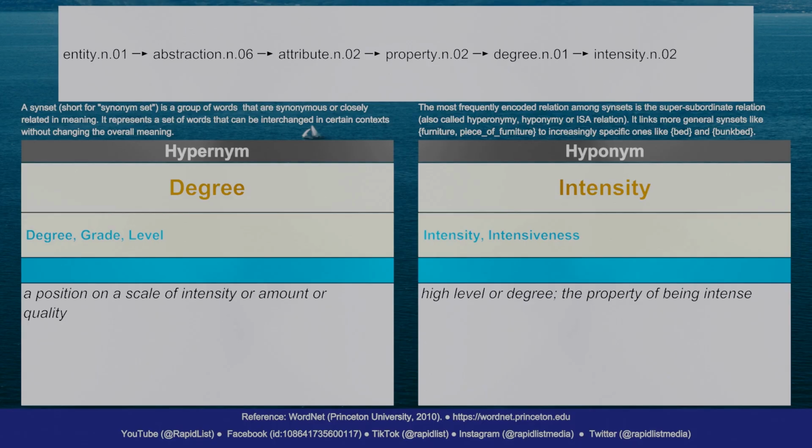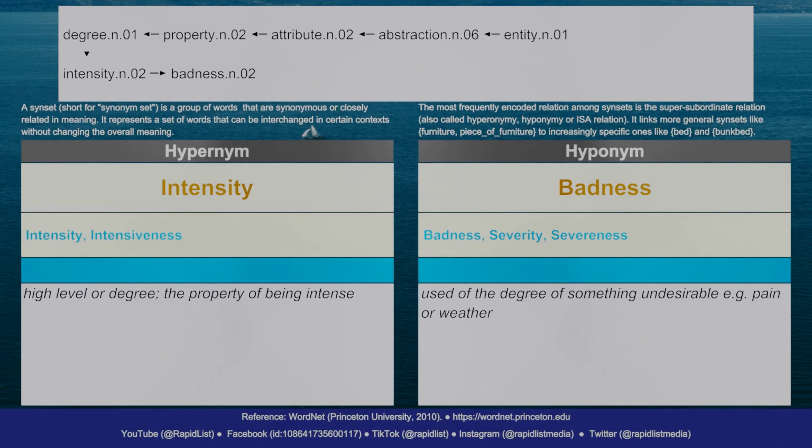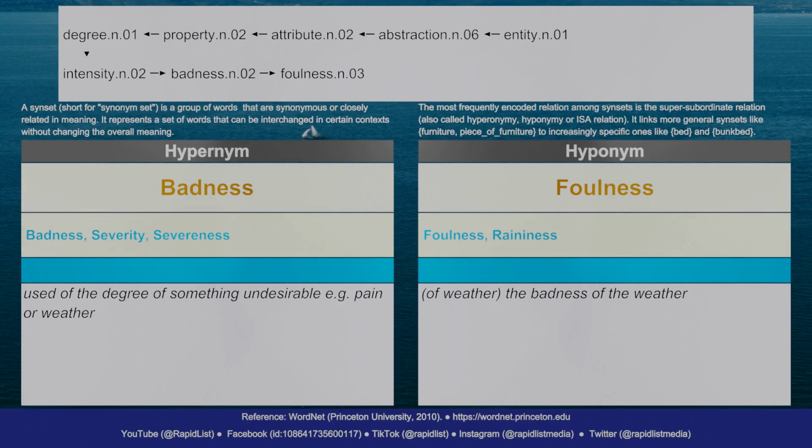Intensity. High level or degree, the property of being intense. Badness. Used of the degree of something undesirable, e.g. pain or weather. Foulness. Of weather, the badness of the weather. They were wearied with the foulness of the weather.